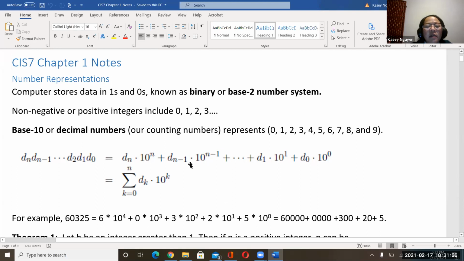Now, the counting numbers that you learned since you were young are base 10. This is what you use in calculus class, in algebra, and in your daily life. We go from 0 through 9, and then it repeats again. When you get to 10, it moves over one digit. So we go 10, 11, and so forth to 19, and then we repeat again. Your counting system is considered a decimal system, and that's base 10.